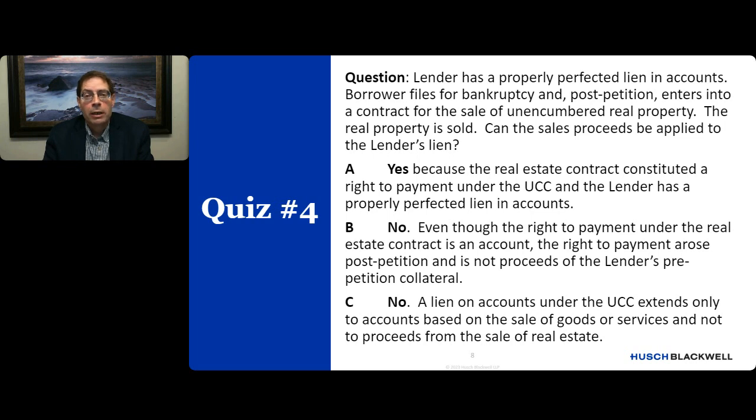But then the lender comes in and says, hey, I have a lien in accounts. You've taken this unencumbered property, and once you entered into this sale agreement, there was an account receivable. The borrower was slated to get some money, and therefore I, the lender, should get the money and be paid off.